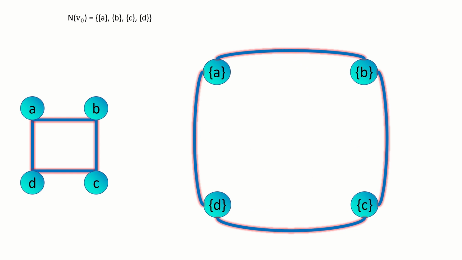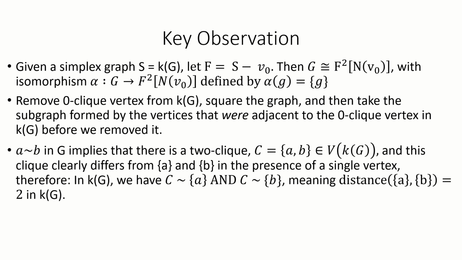To prove this isomorphism for the general case, note that if we have a pair of adjacent vertices A and B from G, there will be some two clique that they're both a part of, which means that the two one clique vertices A and B in the simplex graph will both be adjacent to the two clique vertex AB.